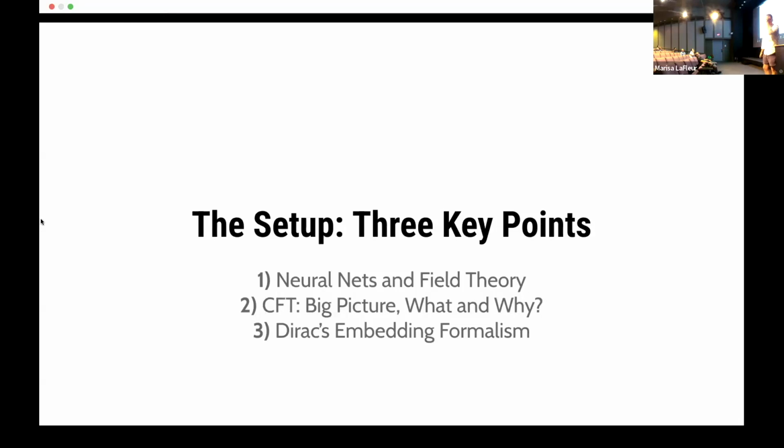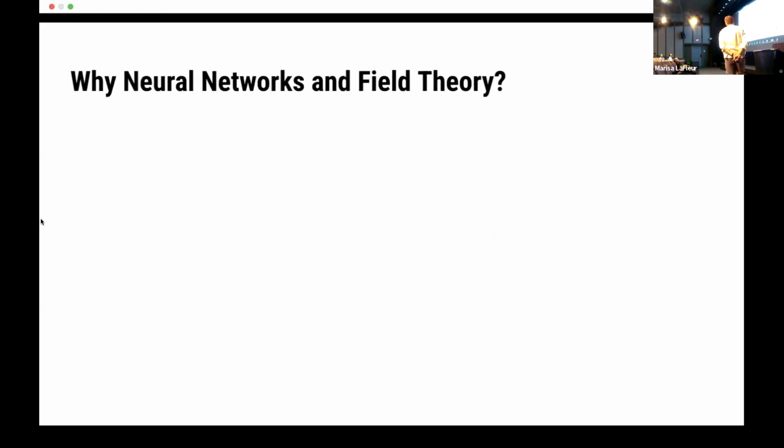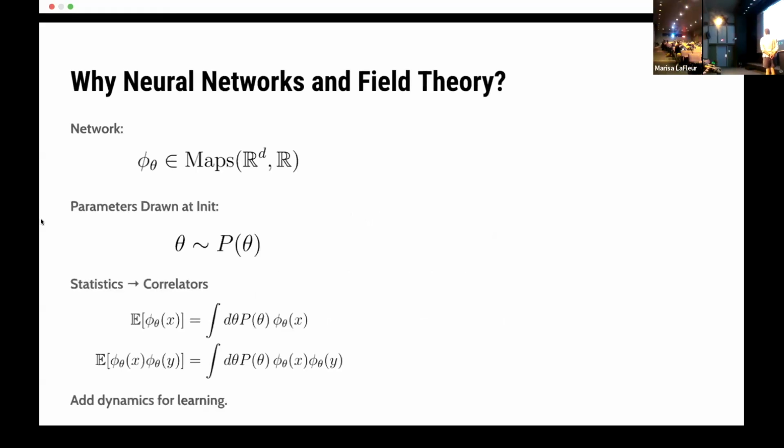What are neural networks and field theory, and what do they have to do with each other? What is the big picture of conformal field theory, and what is Dirac's embedding formalism? So neural networks and field theory seem like a strange thing a priori to put together, but in this community, we've heard some of these infinite width talks already, and Yoni in his talk yesterday alluded to sort of field theoretic ways of thinking about ML. I'll be going the other way, thinking about ML ways to think about field theory.